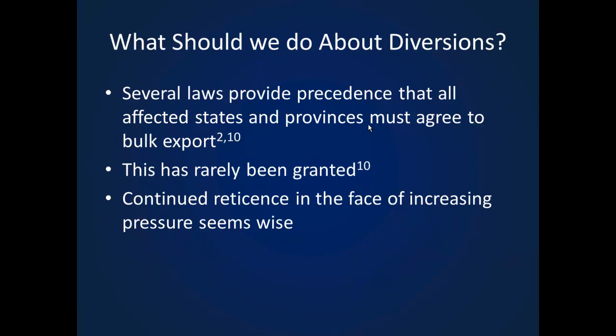To this end, there's several laws ranging from local informal agreements all the way up to national and international treaties that essentially state that all of the governors and important government officials in the provinces have to agree in order to allow bulk water export. And the result of this is that, in general, this is not approved. And continuing in this path of reticence in terms of not approving things like exporting large quantities of Great Lakes water to recharge the Ogallala Aquifer is a good plan.